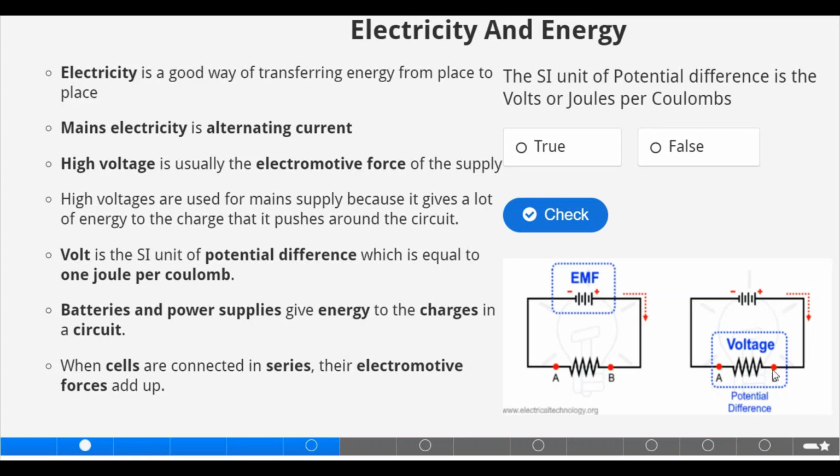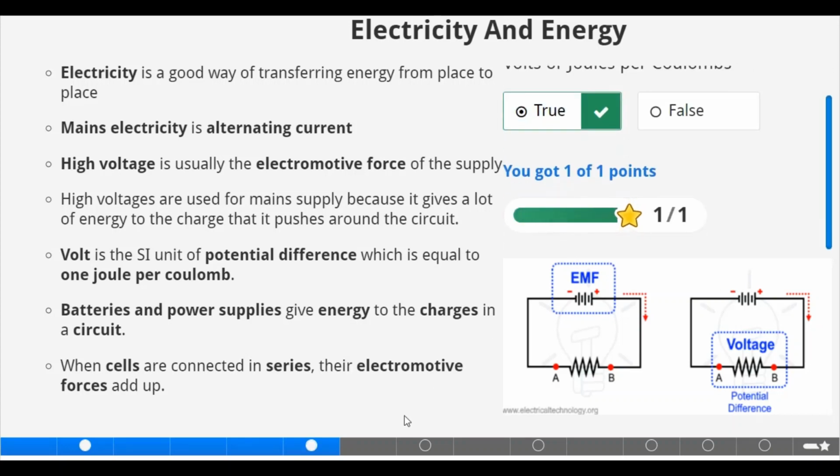But the potential difference moves around the resistor, while the current passes from the positive terminal to the negative terminal of the circuit. The SI unit of potential difference is the volts or joules per coulomb. That is true. So let's check. That is it.